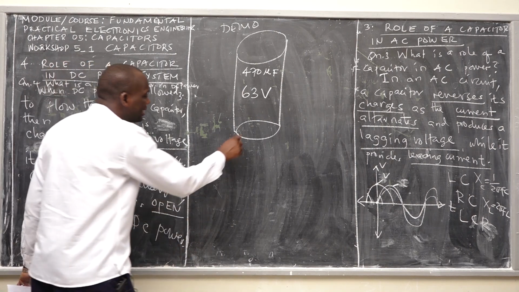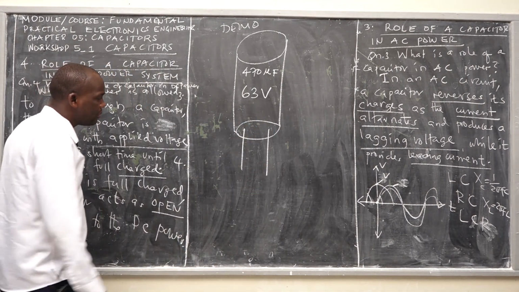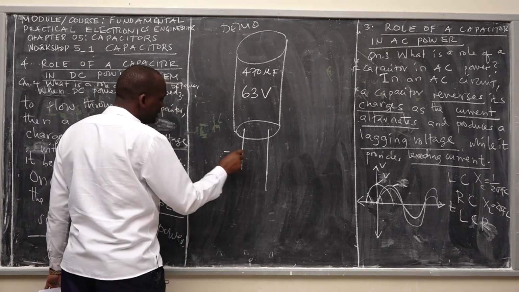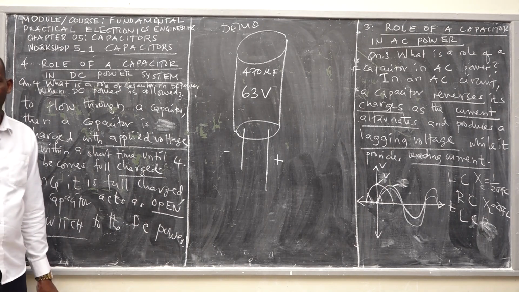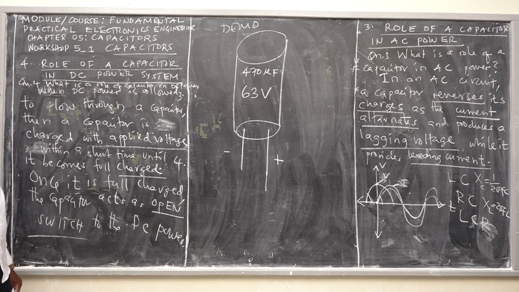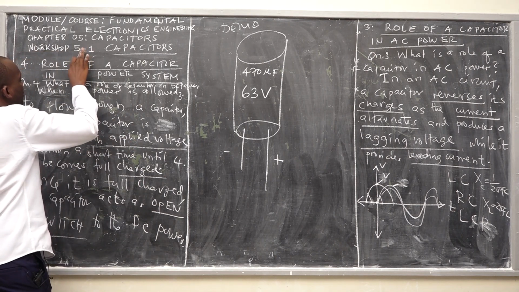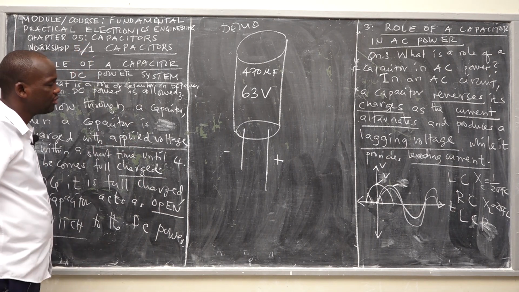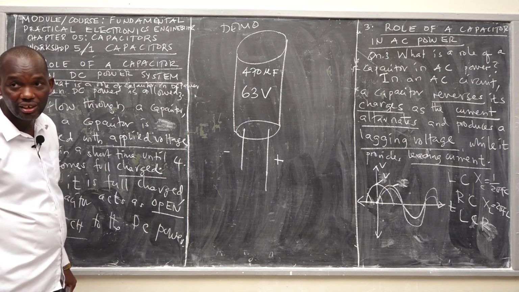And then this capacitor has two terminals here. One terminal is negative, the other one is positive. I will teach you in workshop 5.2, because this is workshop 5.1. So in 5.2 I will teach about that one, right?